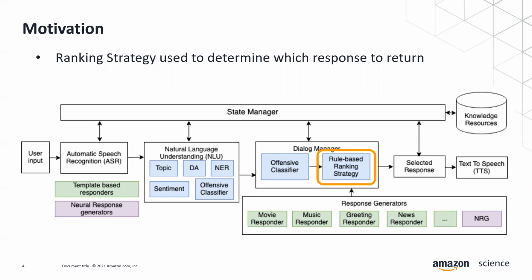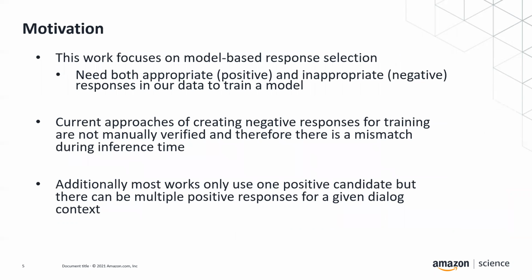After each responder returns a response, some sort of ranking strategy would then be used to determine which response to return to the user. This work focuses on model-based response selection, or response ranking. For this, we need both appropriate and inappropriate responses in our data to train a model. I'm going to use appropriate and positive interchangeably, and inappropriate and negative interchangeably. A lot of current approaches of creating negative responses for training aren't manually verified, and therefore there may be some mismatch during inference time. Additionally, a lot of works only use one positive candidate, but there can be multiple positive candidates for a given dialog context.